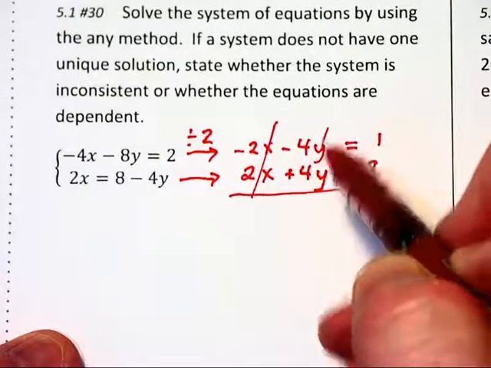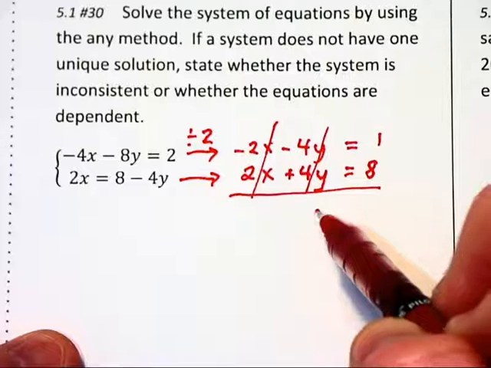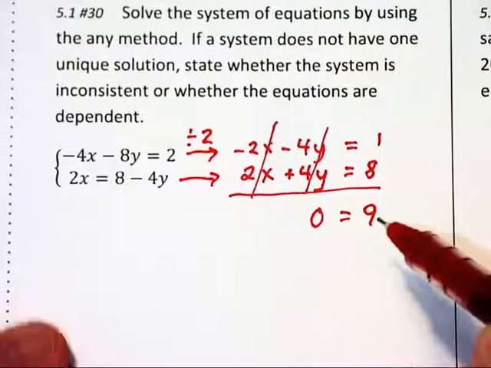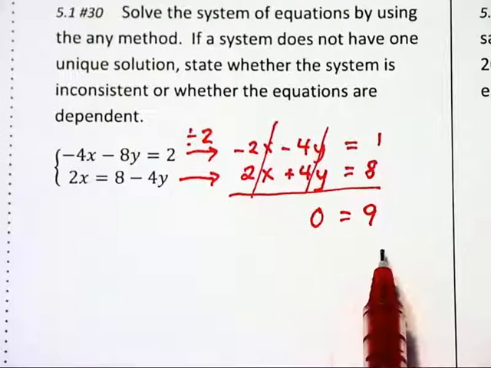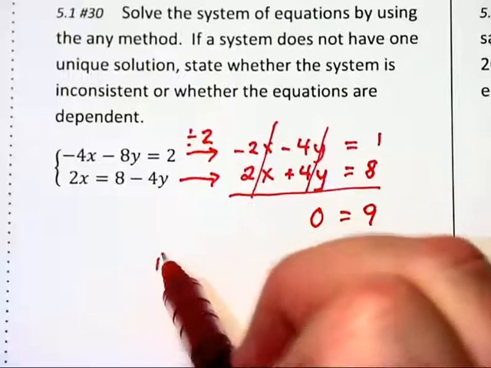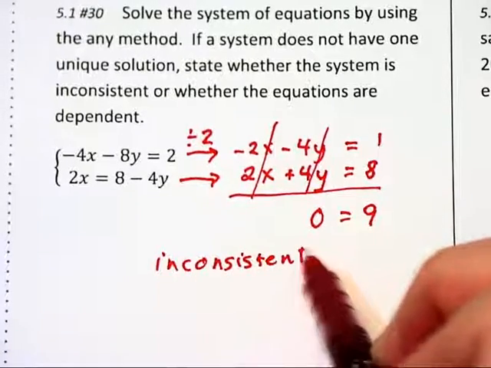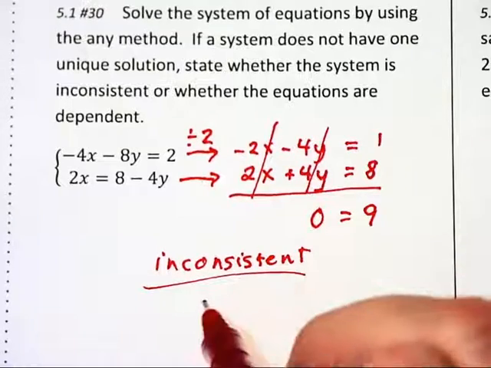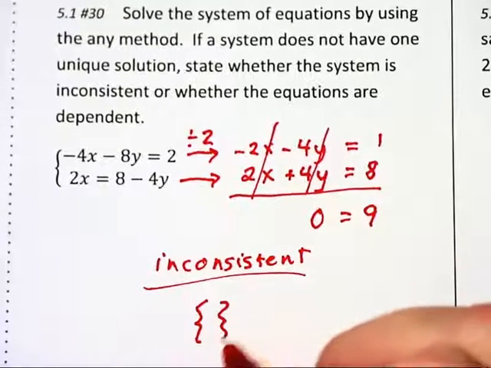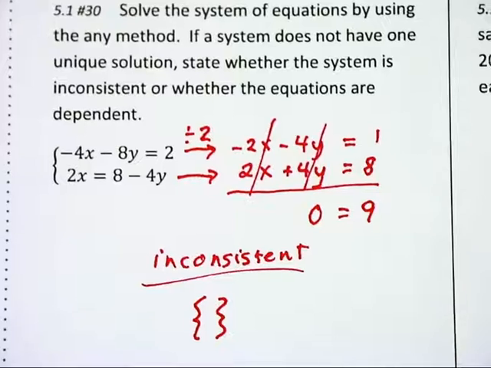But it turns out we're eliminating the y's also, and we get 0 is equal to 9. When you get a false statement such as this, we have an inconsistent system, and so our solution is the empty set. There is no solution to this problem.